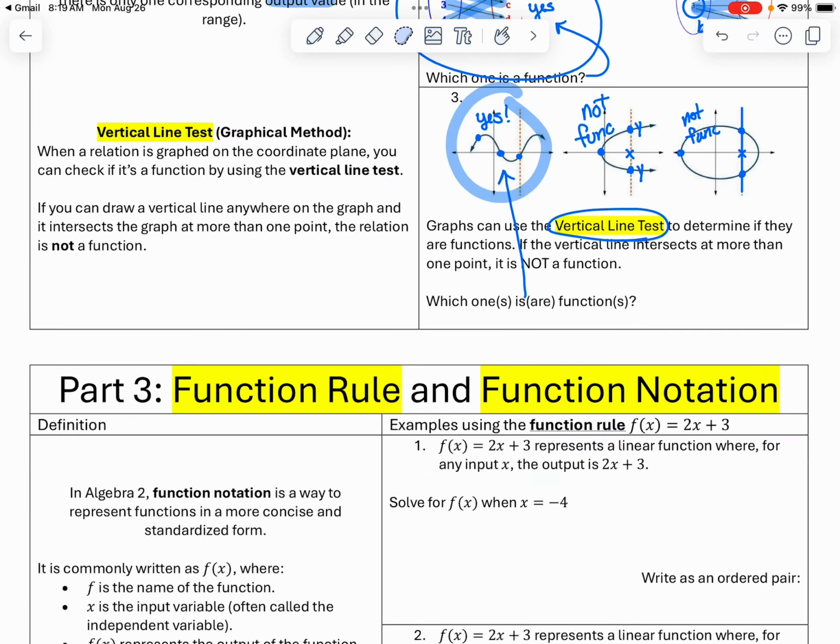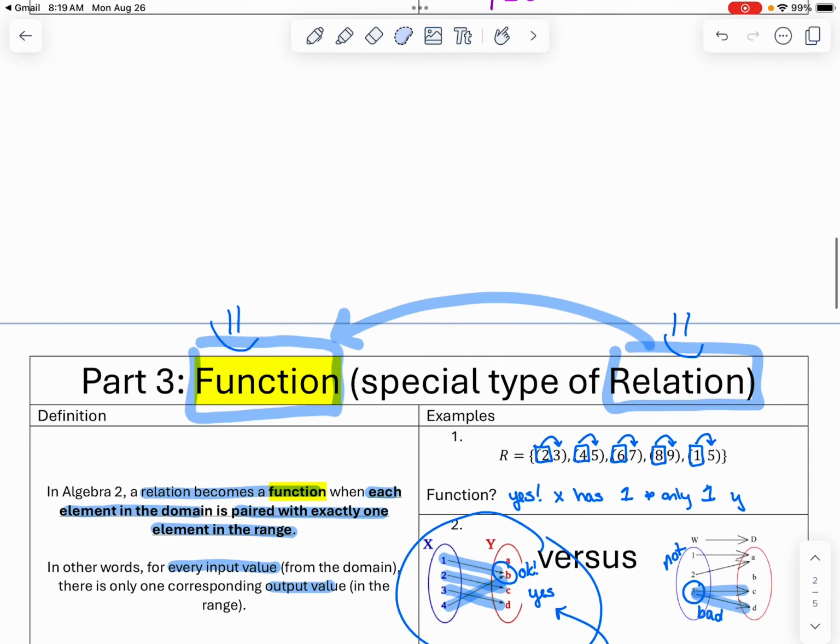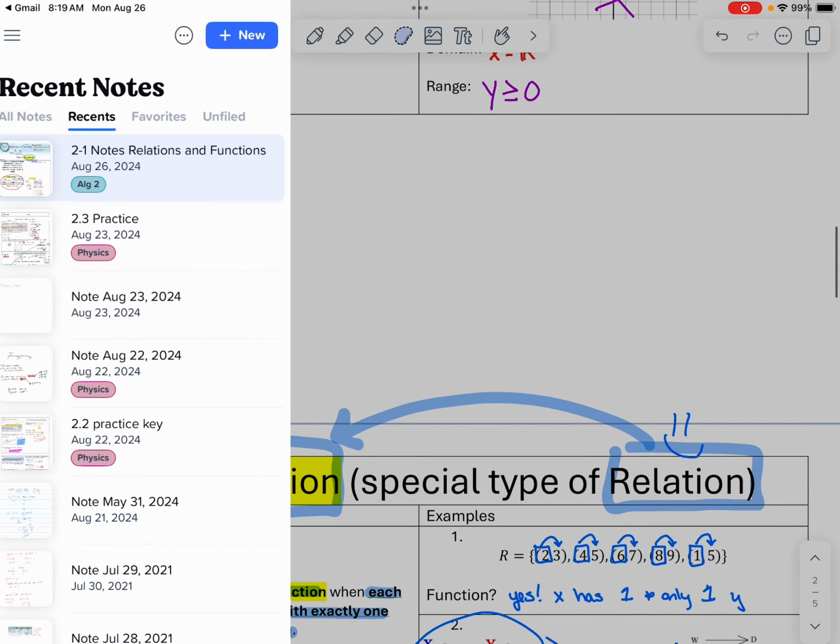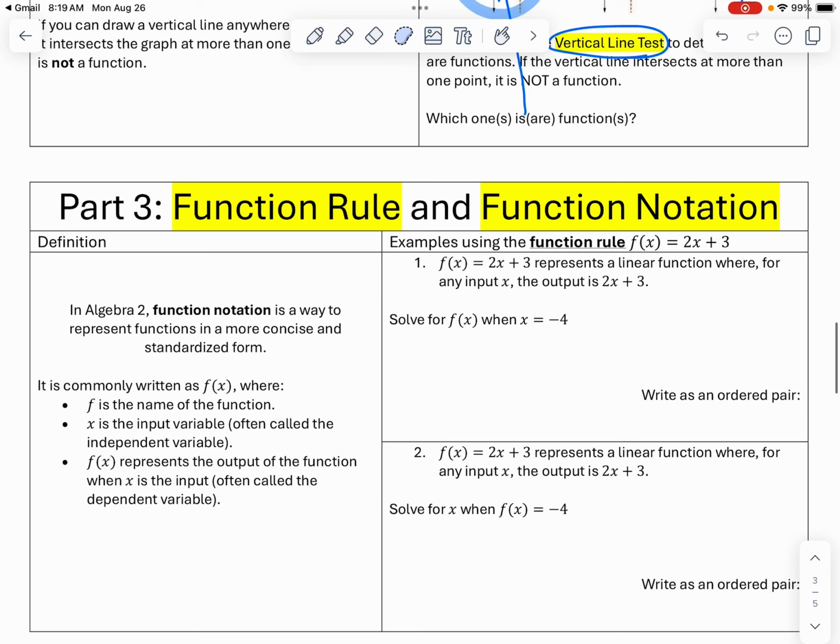All right. Good news is I really can count. This was part 3. This should have said part 4, but I'll fix it on yours before I post it. So I apologize. Part 4, function rule and function notation.